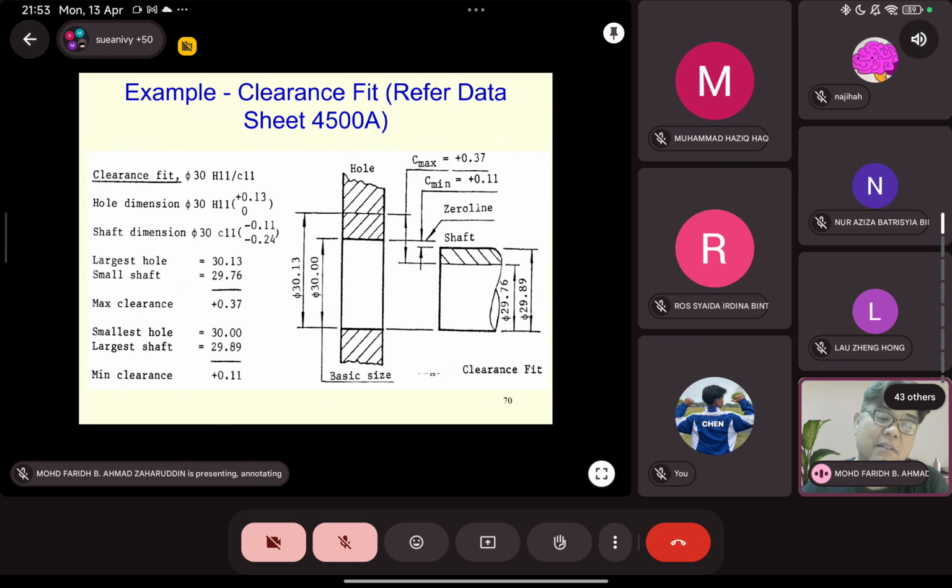Boleh. Jangan lupa. Satu lagi, kenapa kakak nak pening? Kakak tengok kat atas ni, dah tulis dah pun. Saya saja je tanya. Kan dah tulis kat atas ni, examples of clearance fit. Kan dia dah tulis dekat calculation tu, maximum clearance, minimum clearance. It is a clearance fit.